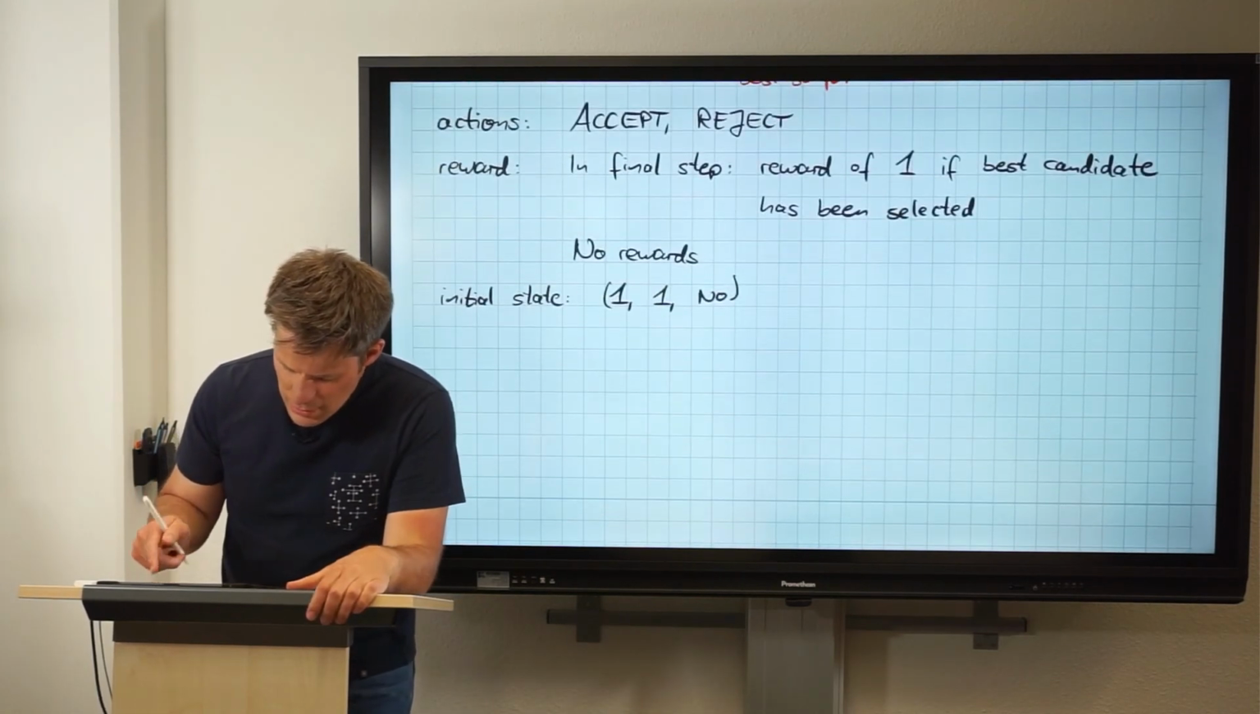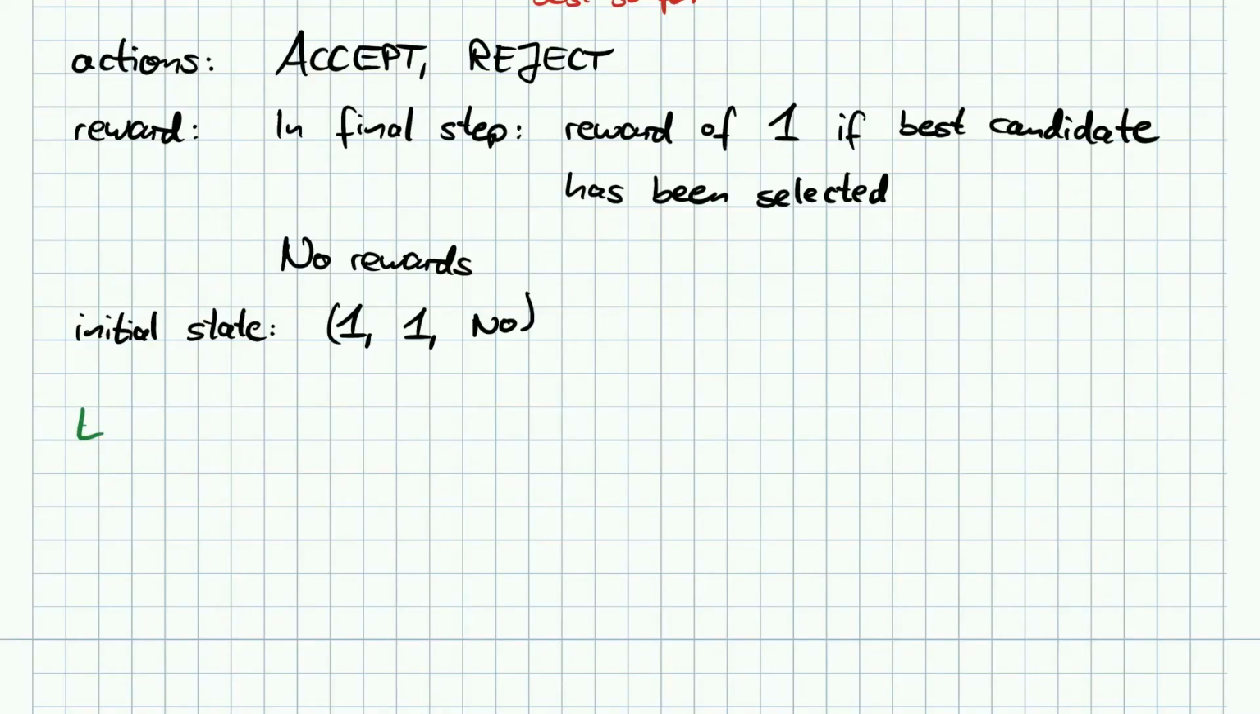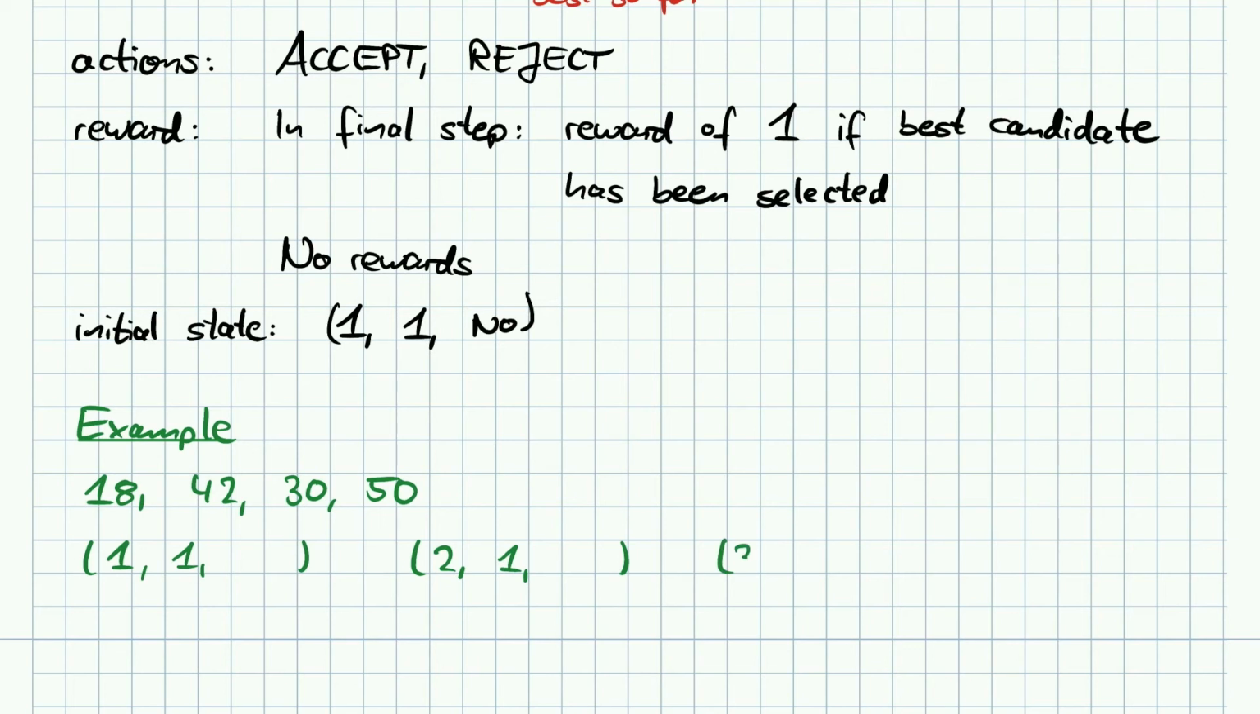Let's see this maybe again in our example from before, with concrete numbers. Our values there were 18, 42, 30, 50. And what are now our states? Well, we'll now transition through the following states. Let me first only write down what our policy or algorithm has no control of. This is the first component, the first two components of the state.